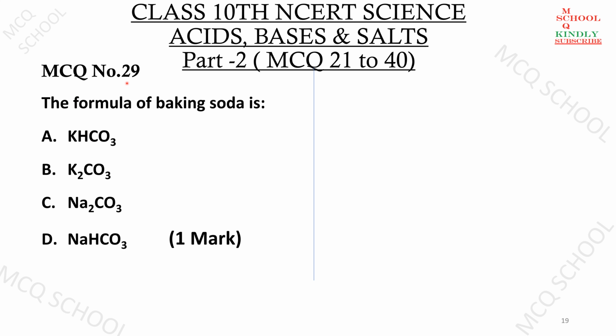MCQ number 29. The formula of baking soda is: A, potassium hydrogen carbonate, B, potassium carbonate, C, sodium carbonate, D, sodium hydrogen carbonate. So what's the answer as per you?